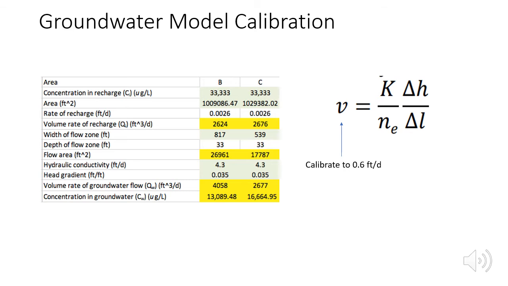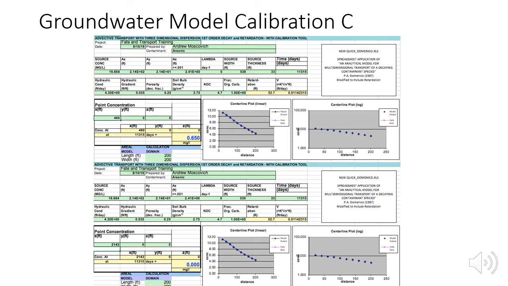I was able to keep my porosity the same at 0.025, but I had to significantly reduce my hydraulic conductivity. So after calibrating the linear velocity, I was able to use the Domenico model to calibrate for the concentration at the farm well. And so you'll see this first Domenico screenshot on the top.